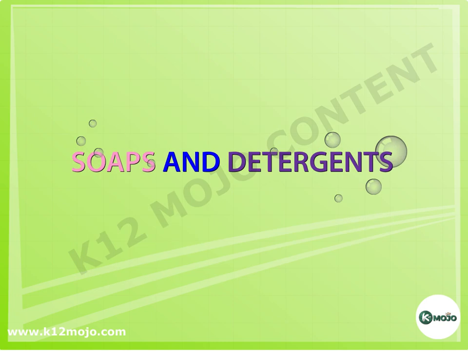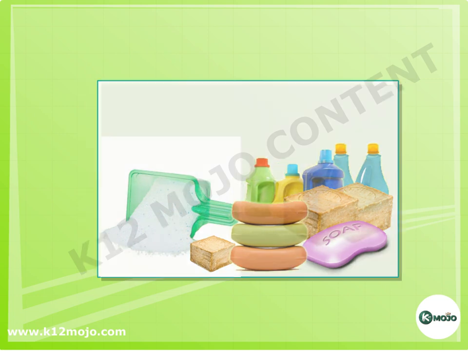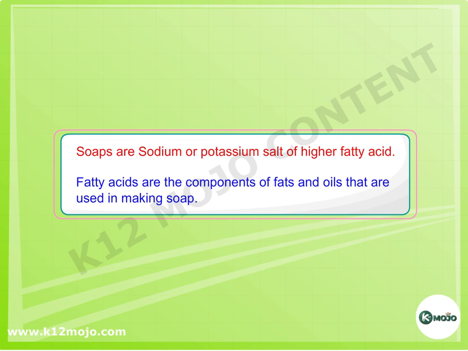Soaps and detergents. Soaps and detergents are used daily in our houses. Here we will learn about their chemical compounds. Soaps are sodium or potassium salt of higher fatty acids. Fatty acids are the components of fats and oils that are used in making soap.